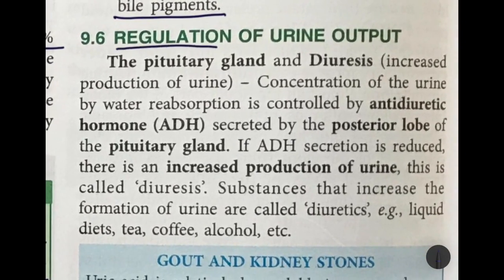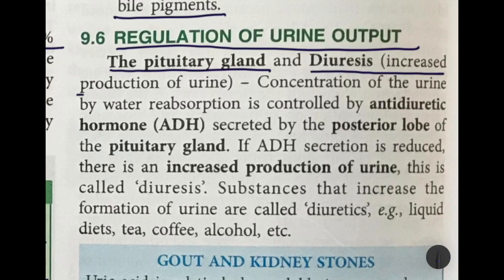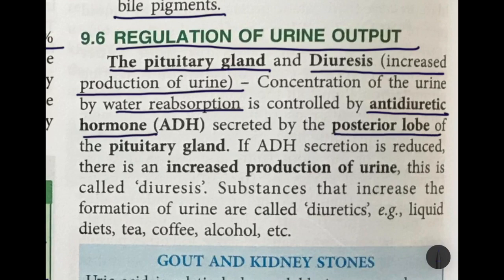Now, regulation of urine output. The pituitary gland, which is the master endocrine gland, you find it in the brain. Diuresis means increased production of urine. If more urine is produced, then it is diuresis. So concentration of the urine by water reabsorption is controlled by ADH, that is antidiuretic hormone. You'll be learning more about it in the endocrine system, but still keep in mind it is secreted by the posterior lobe of the pituitary gland. We'll be doing that also.